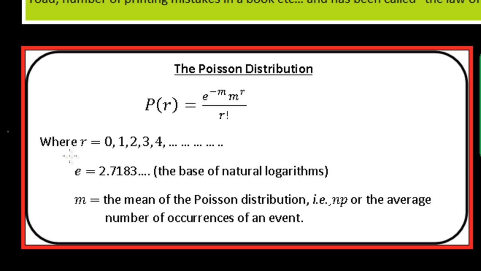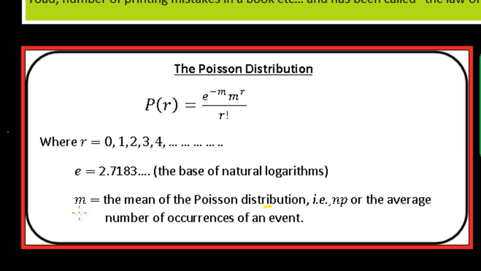First I explain r. r is a whole number because it is a discrete distribution, so we take 0, 1, 2, 3, 4 and so on. e is the base of natural logarithm, the value of e is 2.7183 and so on, and the only and final parameter is m, the mean of the Poisson distribution.